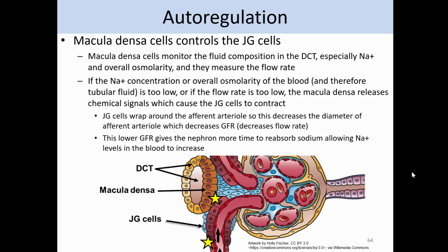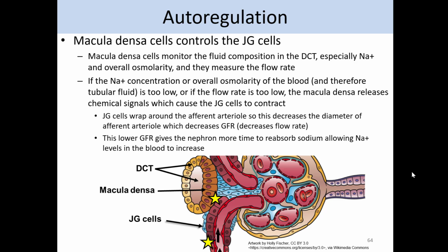If the sodium concentration or overall osmolarity in the renal tubule is too low, and typically that happens when the blood sodium and osmolarity is too low, then the macula densa cells release chemical signals that will cause the JG cells to contract. The JG cells are a type of smooth muscle cell that wraps around the afferent arteriole. So when the JG cells contract, the diameter of the afferent arteriole decreases, which will lower the pressure in the glomerulus, decreasing glomerular filtration rate, and decreasing that flow rate too.